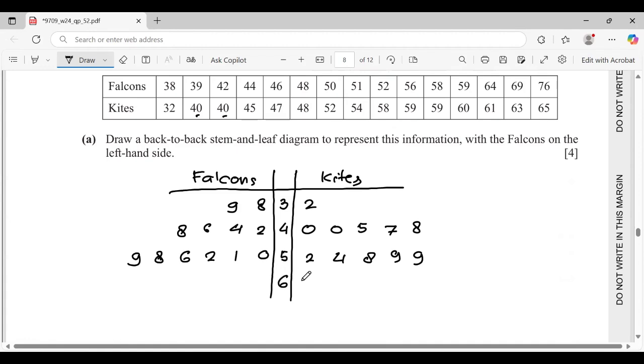After that, 60, 60 for Kites. After 60, 61, 63, 65. And for Falcons, 64 and 69. After 60, 76 only for Falcons. There are no 70s on Kites. So this is the stem and leaf diagram, okay, data in stem and leaf diagram. Let's continue.